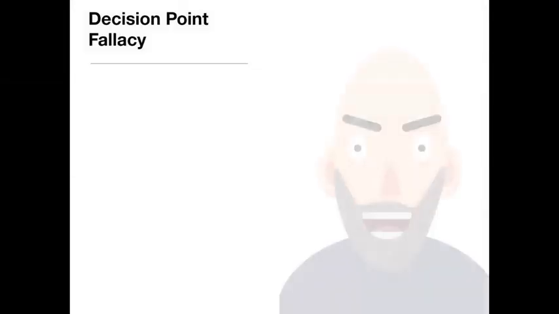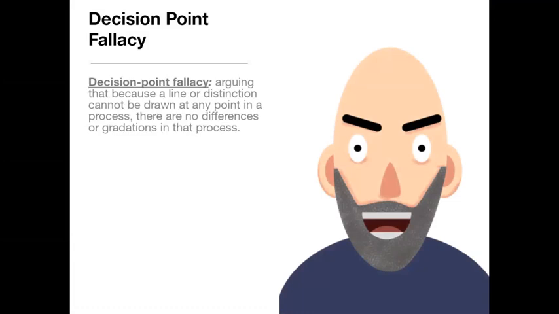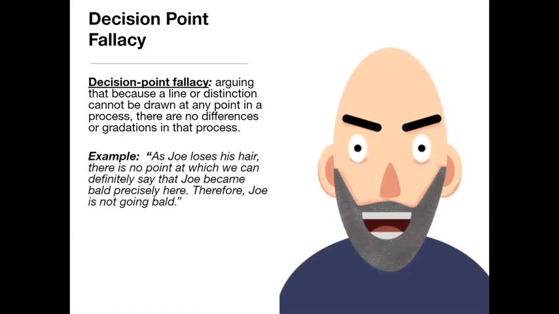Decision point fallacy, not as common. The book's example works fine. This is arguing that because a line or distinction cannot be drawn at any point in a process, there are no differences or gradations in that process, right? So as Joe loses his hair, there's no point at which we can definitively say that Joe became bald. Therefore, Joe is not going bald.